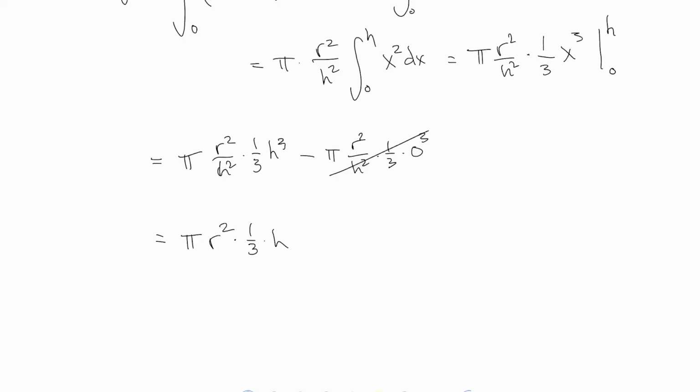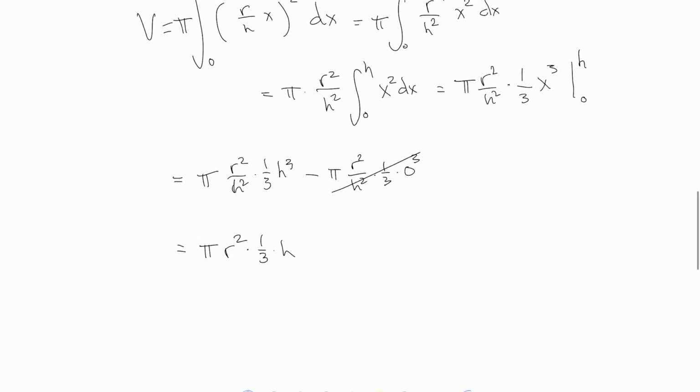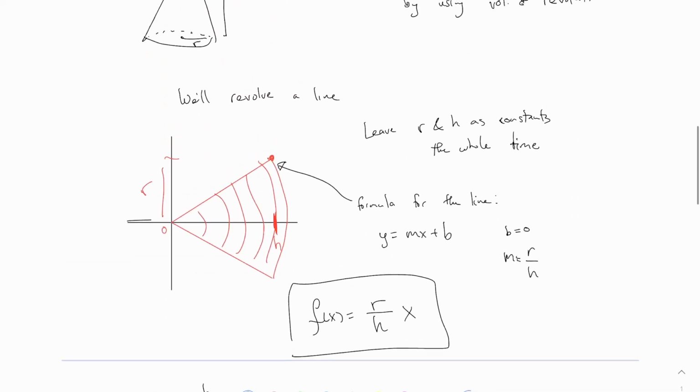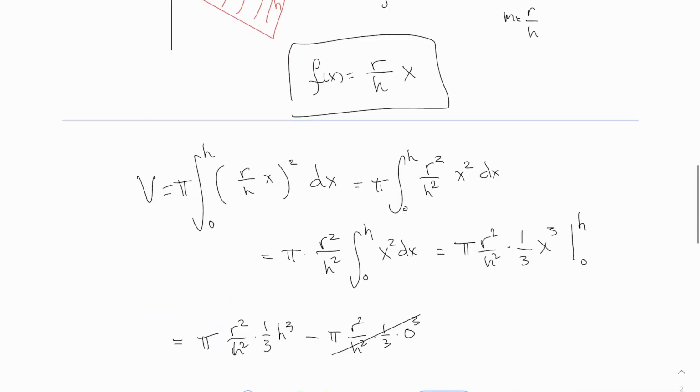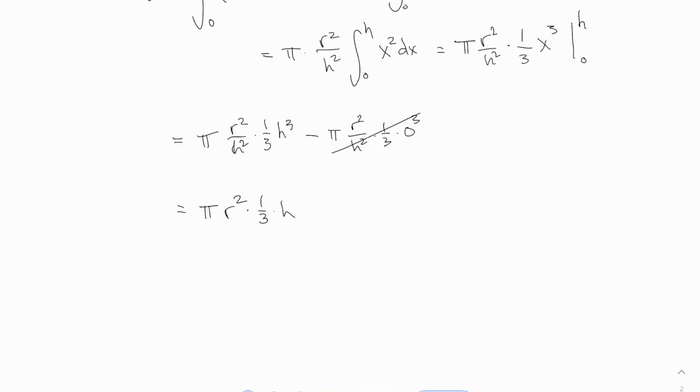And wouldn't you believe it? That is the formula for the volume of a cone, right? I said it before up here, 1/3 pi r squared h. If you just rearrange the ordering, that's what it is. All right. Any thoughts about that?